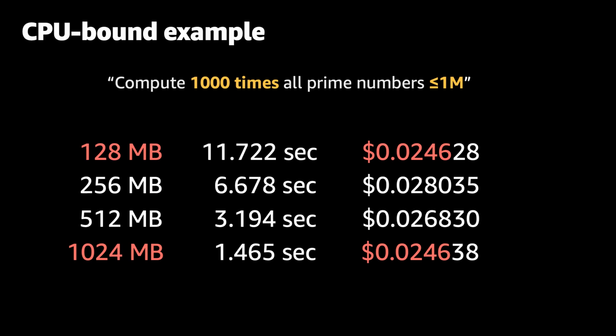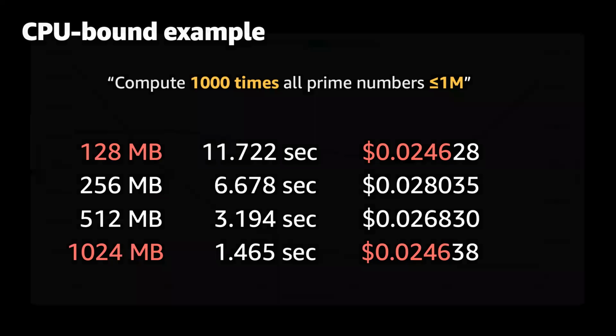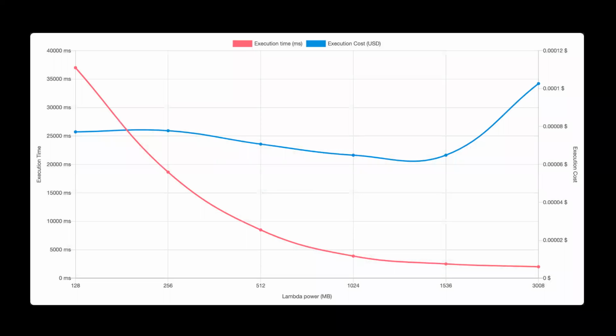There is a high chance that for CPU-bound workloads, you can increase memory and at the same time dramatically increase performance, a 10x difference in this case, for a very small or almost zero cost impact. And that's huge. Let me plot this for you.